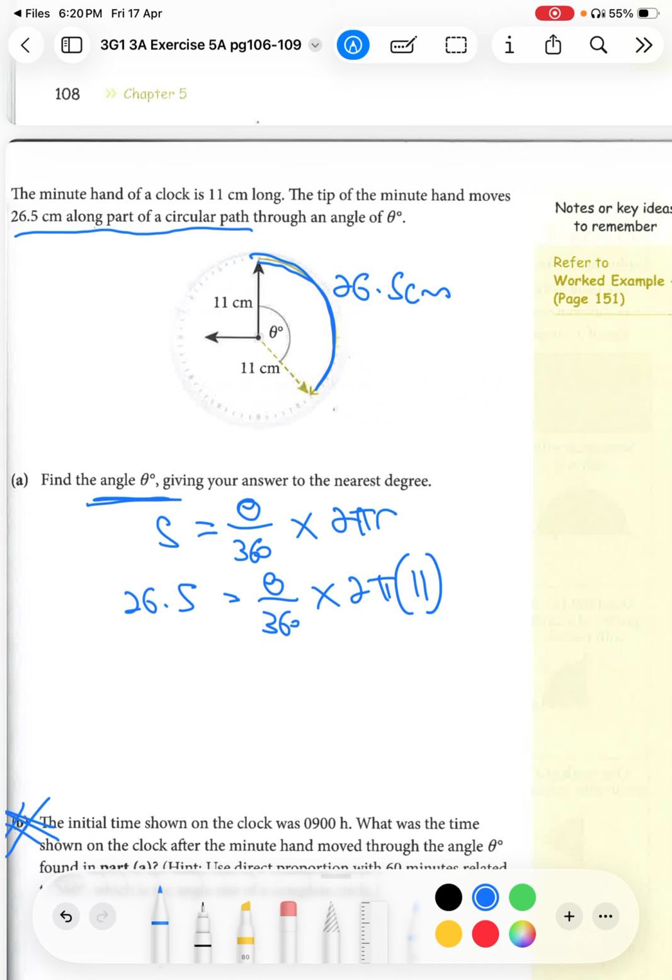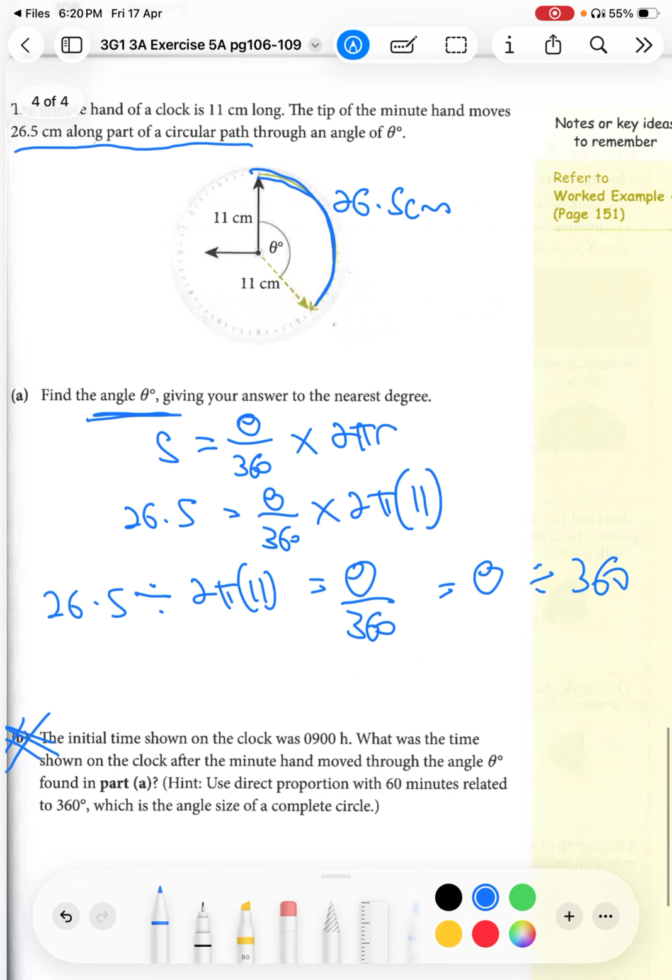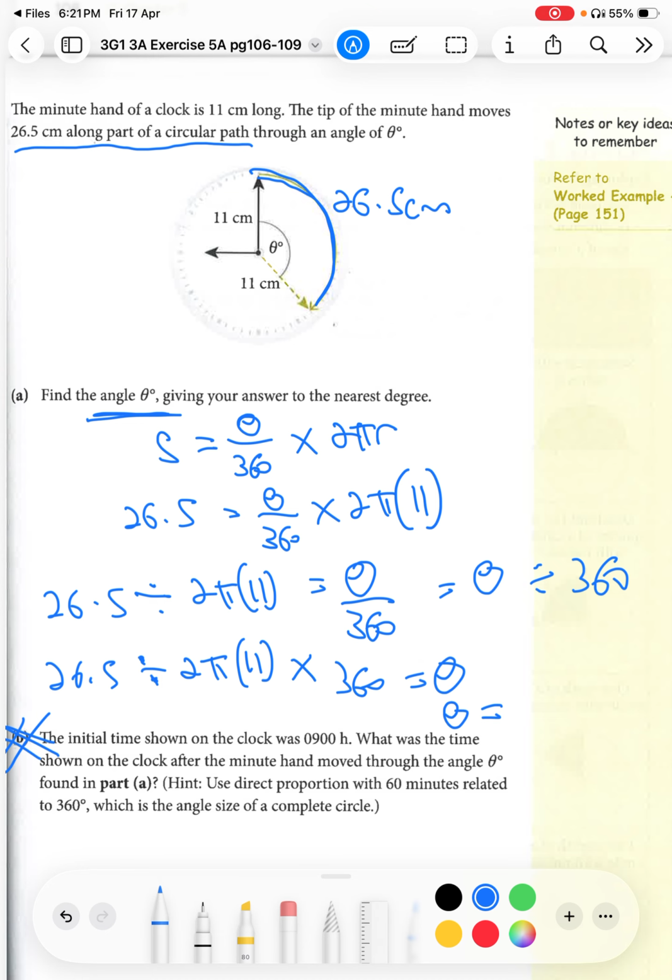So times bring over is divide. 26.5 divided by 2 pi 11 equals theta over 360. Because I have no calculator, and I know that theta over 360 is theta divided by 360, so divide bring over is times. 26.5 divided by 2 pi 11 times 360 equals theta. So you can press this whole thing into the calculator, you get the answer, then you round off to 1 DP, and that will be your answer.